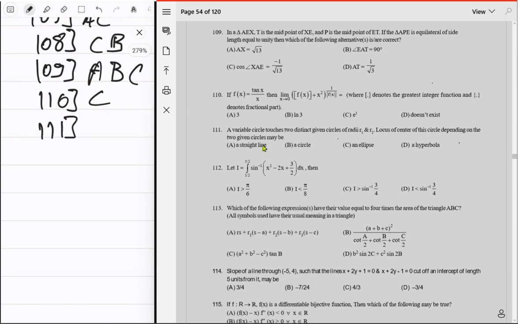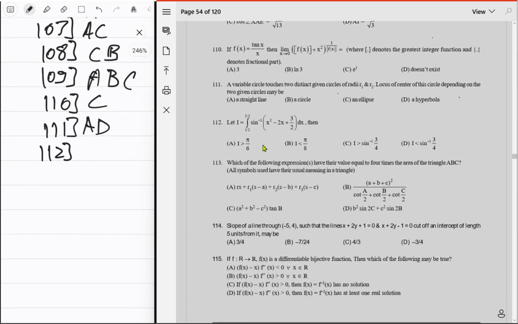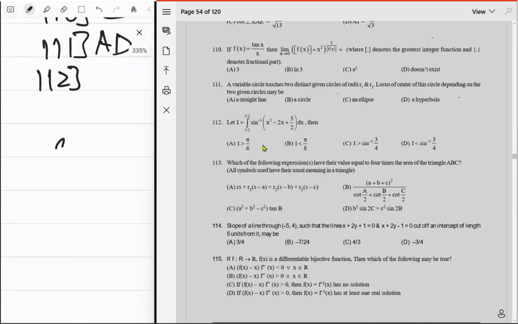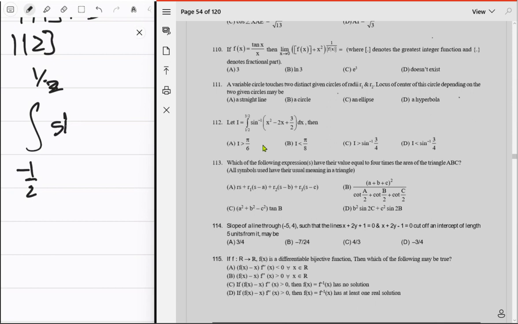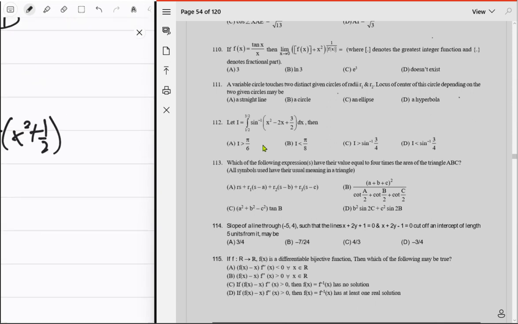Okay, next question. 112. If I equal to this thing, then which 1 upon 2, say 3 upon 2 sin inverse of x minus 2. It's like x minus 1 whole square. Talk about x minus 1. From x minus 1 equal to negative 1 upon 2 to x minus 1 equal to 1 upon 2. You get the thing. What will the sin inverse become? Just x minus 1. x square plus 1 upon 2 dx is equal to this thing, right?